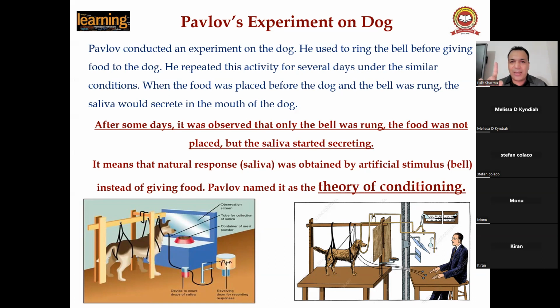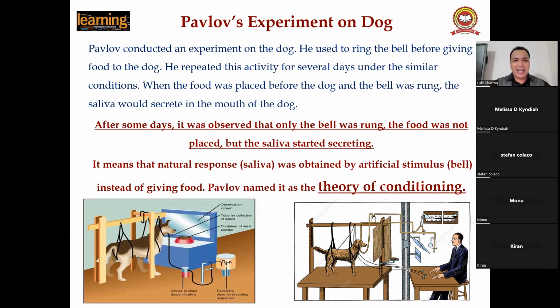In the first stage, what happens? The food was placed in front of the dog, but before placing the food, the bell was rung and the dog started secreting the saliva. In the second movement, what happened? Pavlov saw them minutely. Only the bell was rung and food was not placed, but the dog started secreting the saliva, right? So after some days, it was observed that only the bell was rung. The food was not given, but the saliva started secreting.